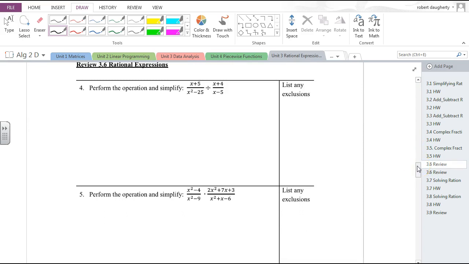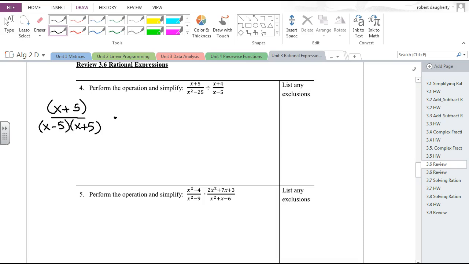Similar problem, division again. So doing this division, first step, turn it into multiplication. So x plus 5 over, if I look at x squared minus 25, that is (x minus 5)(x plus 5). And I try to get in the habit of using parentheses a lot with rational expressions. It sort of overemphasizes that I've got everything completely factored.